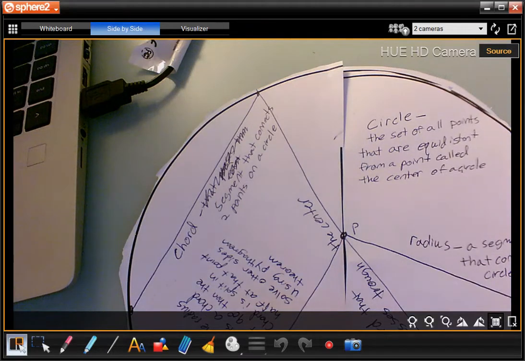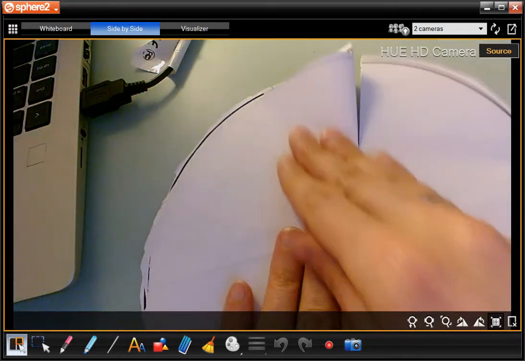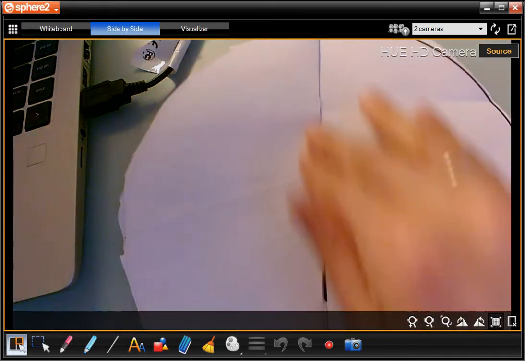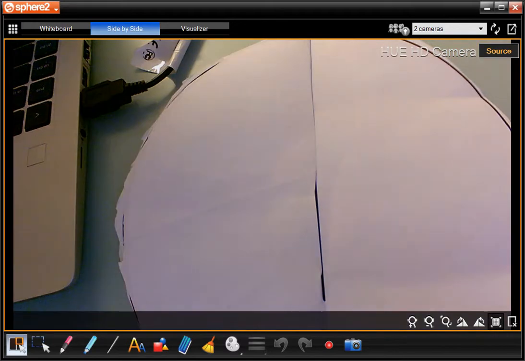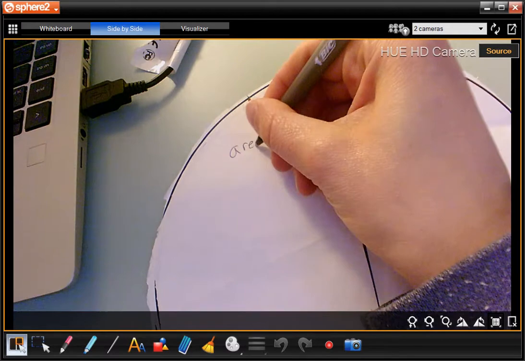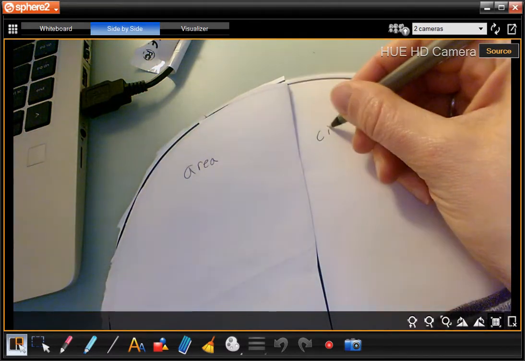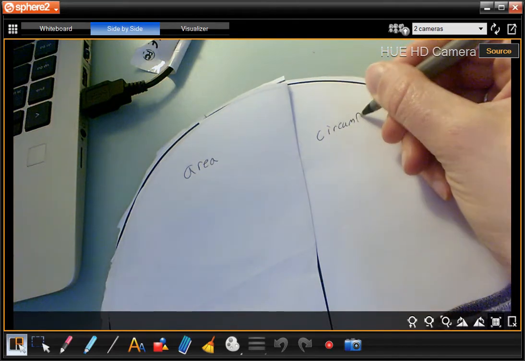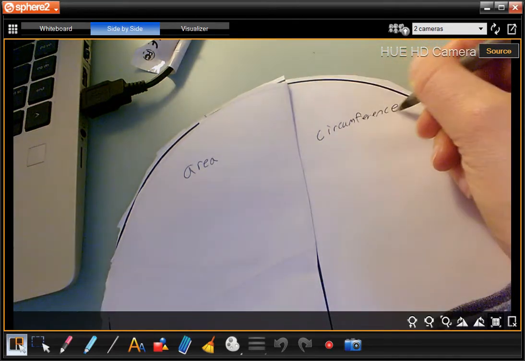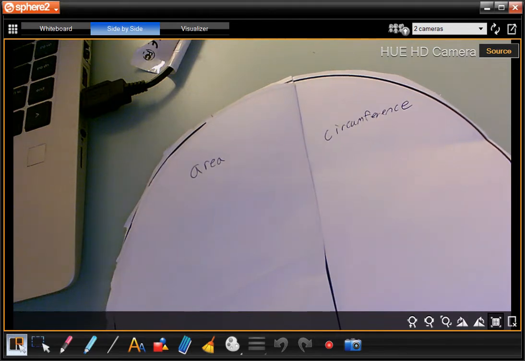Okay, this is page 2 of our circle notebook. So we've got all this stuff on the front. So we've turned to the next page, and we're going to talk about a couple of things. We're going to talk about area and circumference of a circle. And we're going to talk about exact and approximation, and we're going to talk about the formula for a circle, the rectangular coordinate formula.